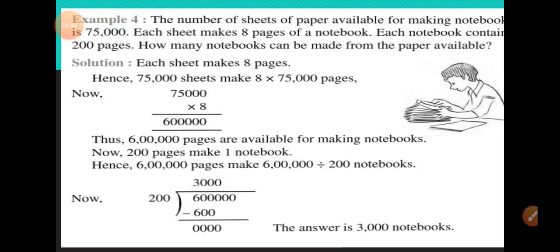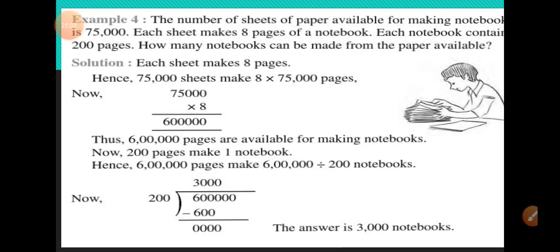The number of sheets of paper available for making notebooks is 75,000. Each sheet makes 8 pages of a notebook. Each notebook contains 200 pages. How many notebooks can be made from the paper available?